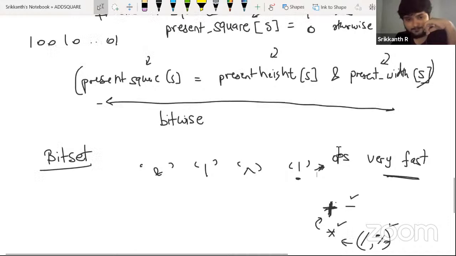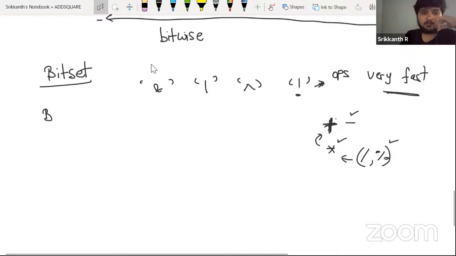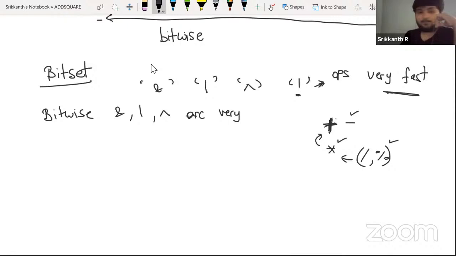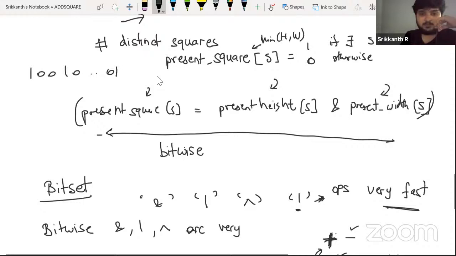And again, bitwise AND or XOR are very fast. Okay, so it makes sense to store these. So how many values? This is percent square, percent type, percent width. They are all arrays, right? They are arrays of size W, H, and okay, let's say minimum of H comma W. So these are large numbers, right? I guess this is 10.5.